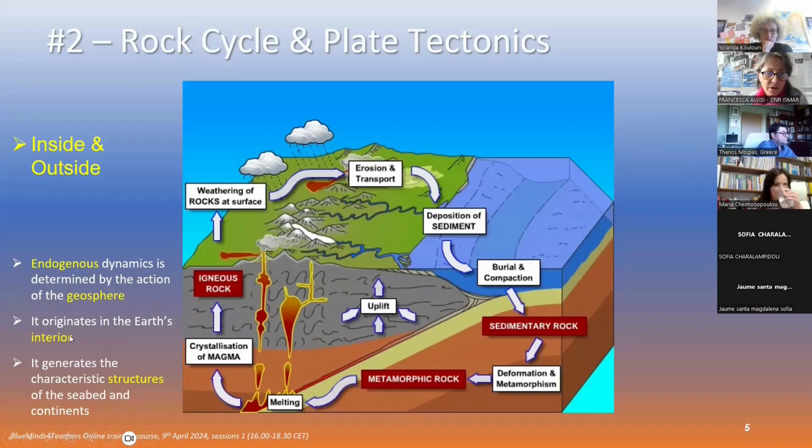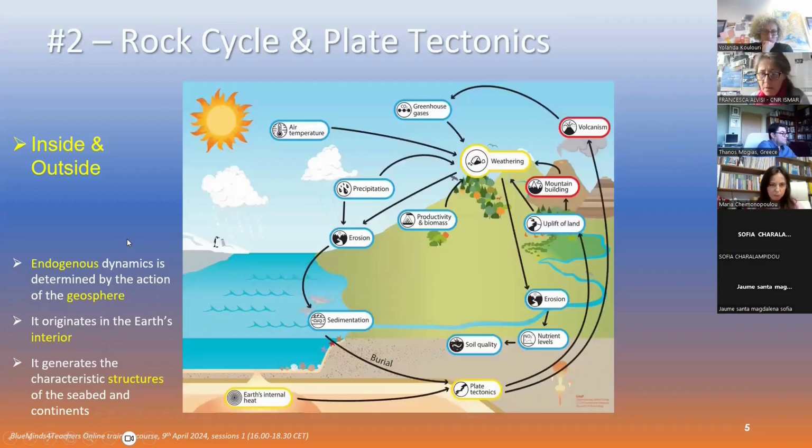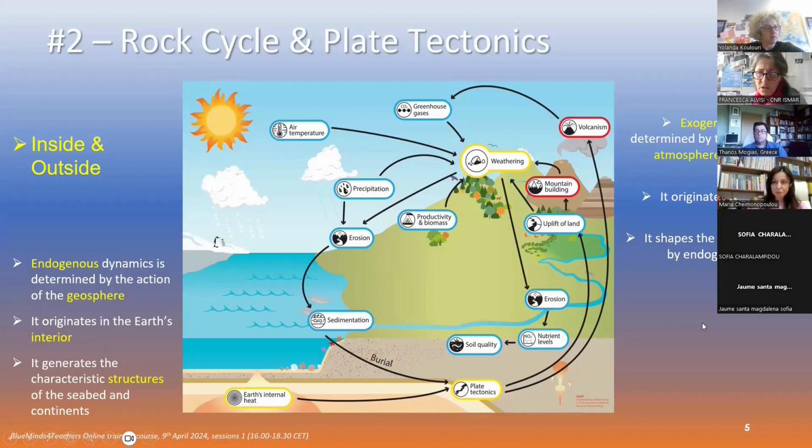It originates in the Earth interior. And what is happening outside? That is exogenous dynamics. So what is the action of atmosphere, biosphere, and hydrosphere on the rocks? So these are some of the processes, and you can follow some material from the ocean to the mountains and from the mountains back to the ocean.